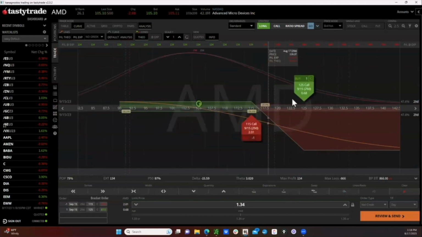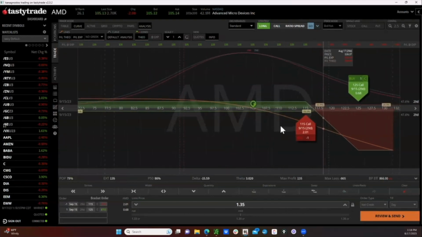Looking at this risk graph, we just want AMD to stay below our short strike or below our break-even point at least, which would be, depending on where we get filled, if we got filled at $1.34, that puts our break-even at $116.34. Now, the optimal time to place this trade would be when AMD gets a bounce up into that resistance zone on the chart. You would then be able to collect more credit for this trade, or alternatively, you could move your strikes further away from the stock price.